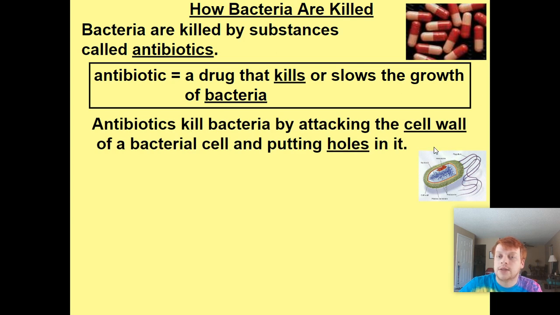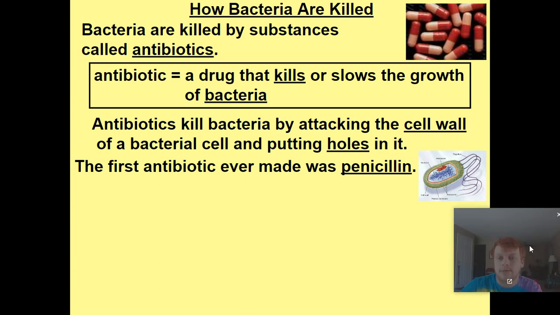Antibiotics kill bacteria by attacking the cell wall and poking holes in it. So they keep the cell wall from forming on new bacteria, and they poke holes in existing cell walls. You can think of it kind of like a gusher: if you were to squeeze it, the stuff just pops out. And if the DNA is not protected, then the bacteria can't reproduce.